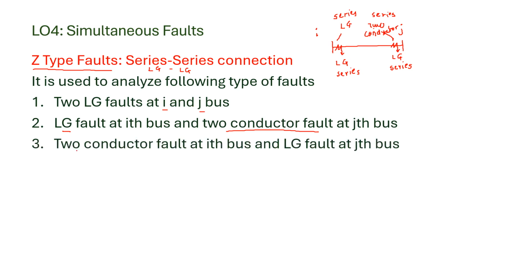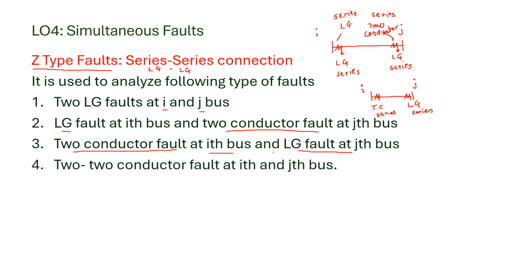Then two conductor open fault at ith bus and LG fault at jth bus. Now they are reversed. Suppose you have ith bus and you have jth bus. Now here you have a two conductor open fault and here we have an LG fault, but still they are series because for two conductor your sequence networks are connected in series, and for LG also your networks are connected in series, so still it is a series type of fault, that is Z type of fault.